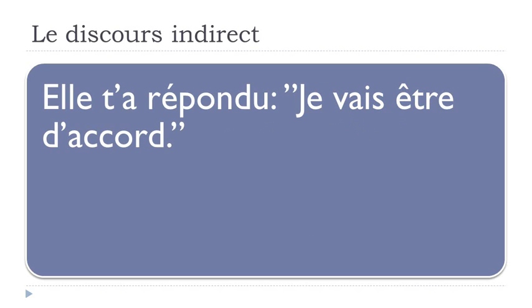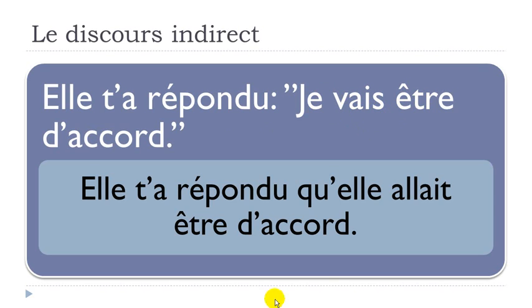If you want to transpose that at the discours indirect, so as we saw, this first part doesn't change, but this second part here, so elle allait être d'accord, that's the only thing that will change. So you will have to put your verb aller here, and it will be at the imparfait. Elle allait être d'accord. Elle t'a répondu qu'elle allait être d'accord.